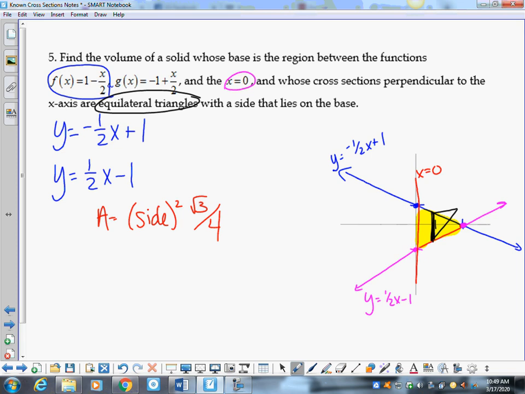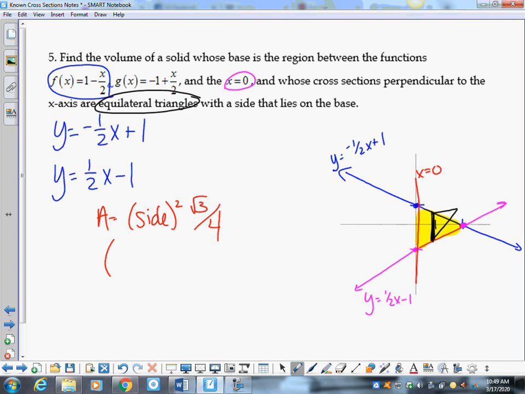Okay, now this is the first one we've had where the top and bottom are bounded by two completely different functions, where one of them's not a 0. So my height is not 2y here, like it was on 1, 2, and 3. My height is my blue line minus my purple line.